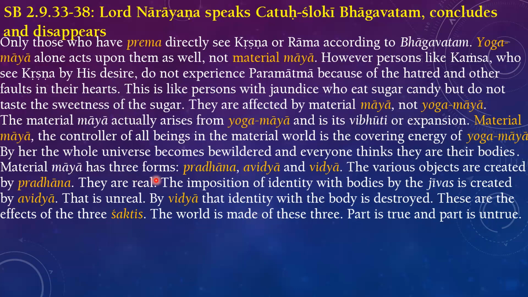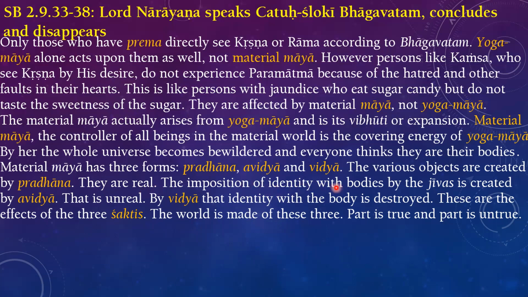Material Maya has three forms. The material Maya covers all of us. Let us understand. This is what we have already discussed, a kind of summary now. Material Maya has three forms: Pradhana, Avidya, and Vidya. The various objects are created by Pradhana. Pradhana creates 24 material elements. By the combination of that, the universe comes, the planetary systems come, all our bodies also come, and all these objects also come from Pradhana only. They are real. The 24 elements are real.